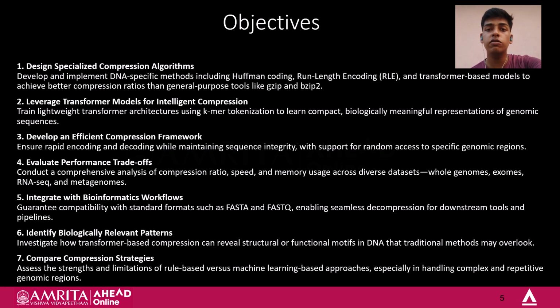Our sixth objective is to explore whether transformer-based compression can reveal biologically relevant patterns such as motifs or structured features that traditional methods may miss. Finally, we compare rule-based and machine learning-based approaches to understand their respective strengths and weaknesses, especially when dealing with complex or highly repetitive genomic regions.